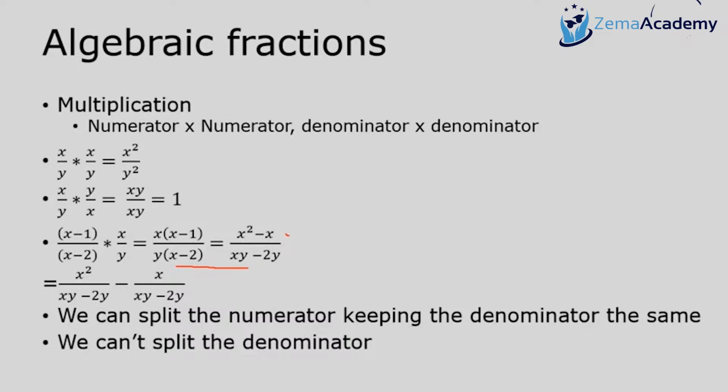But one thing we can't do is ever split the denominator. So make sure you realize that you can split that numerator up. So I've still got x squared minus x, and as long as I keep them over the same denominator, I don't change the meaning of that information.